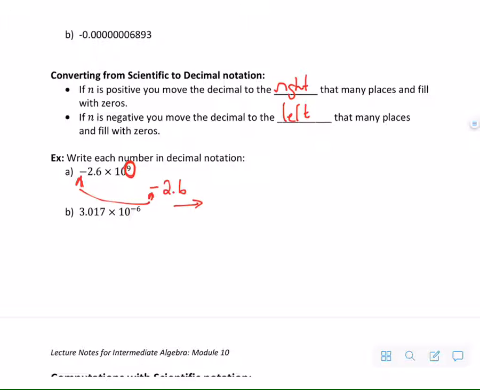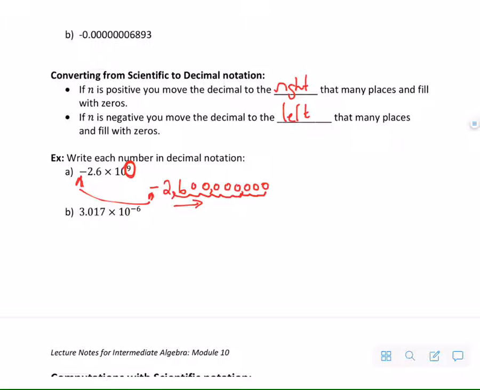And since 9 is positive, think big. I want to make more zeros to the right. So I'm going to go 1, 2, 3, 4, 5, 6, 7, 8, 9. Put zeros in here. And the way we do our notation in English is put commas every 3. So you have 2,600,000,000. Is that right? 1, 2, 3, 4, 5, 6, 7, 8, 9. So 3, 3, and 3.